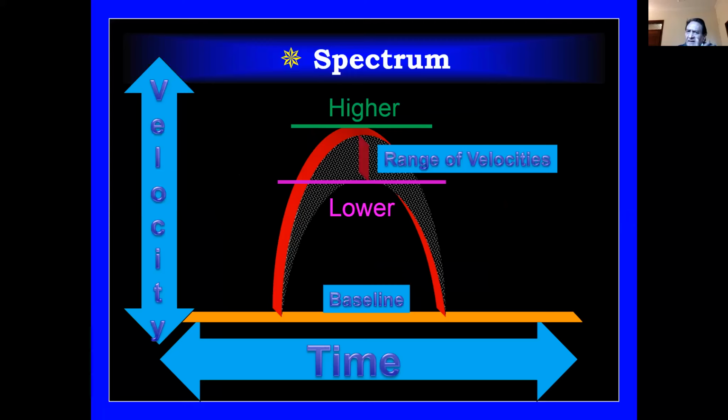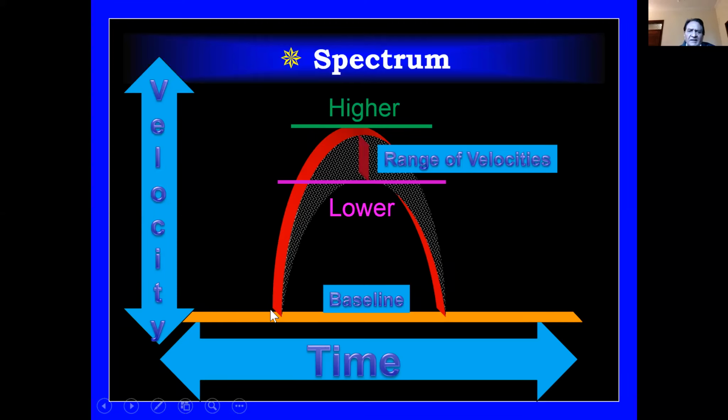And this diagram I have drawn for you, this is the baseline, this is the time, and this is the velocities. And this is the spectrum. The slower velocities are along the lower side of the spectrum, and the higher velocities are here. And this red arrow shows the range of velocities. Suppose here it is 30 and here is 90. So between 30 and 90, all the velocities are displayed in this area.